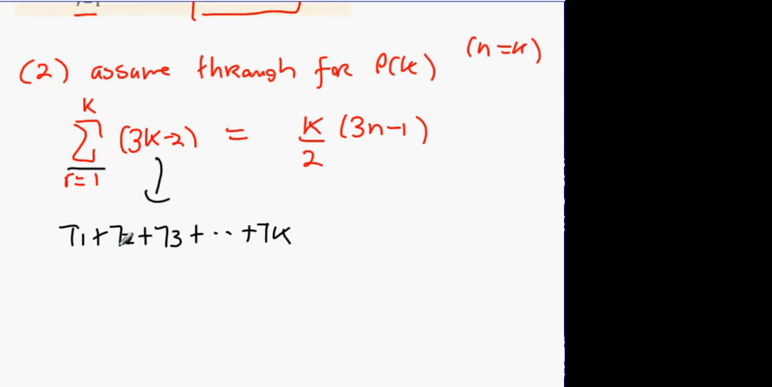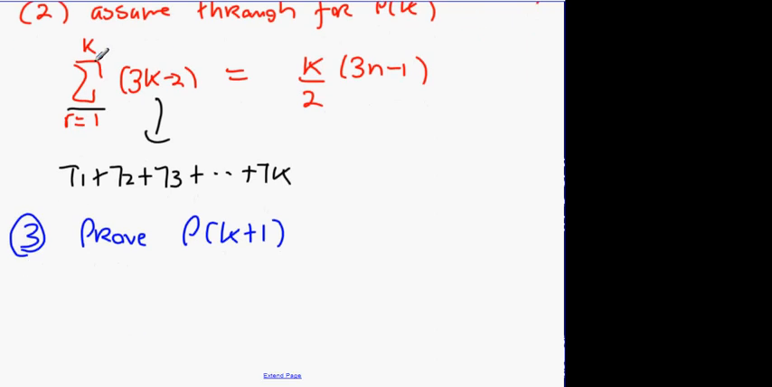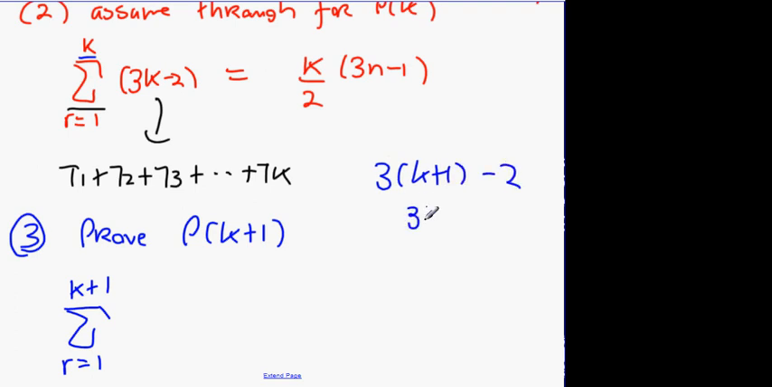Now we're going to true. For part 3 we're going to prove for p of k plus 1. And when you prove for p of k plus 1, we're going to replace k with k plus 1. You're going to place r equals 1, and then you're going to have 3 times k plus 1 minus 2, which is 3k plus 3 minus 2, which is going to be 3k minus 1.